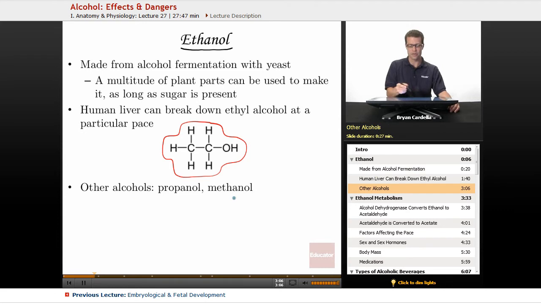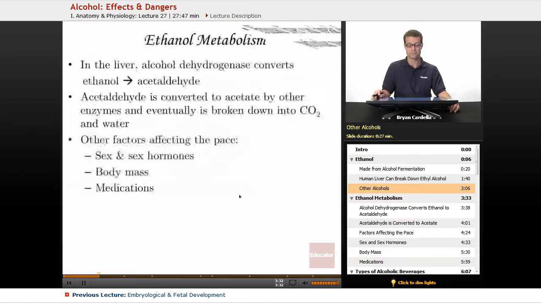Other alcohols are out there. Ethanol is just one kind of alcohol. Propanol. You may have heard of isopropyl alcohol. Rubbing alcohol. It will be this. It's not recommended you drink that. It's something that we use to help with getting rid of bacteria, cleaning a wound site. Methanol is poisonous. If you were to drink methanol, it could actually result in liver failure.